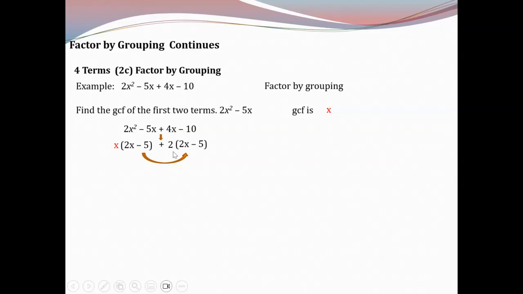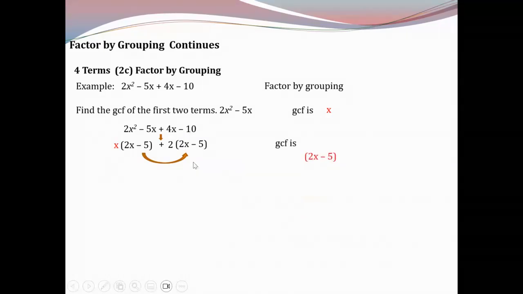So you ask yourself, what number times 2 will give me 4? The answer is 2. And again, you can always check your work. For example, here on the left, x times 2x will give you 2x squared. X times negative 5 will give you negative 5x. Here on the right, 2 times 2x will give me 4x. And 2 times negative 5 will give me negative 10. So I know I'm on the right path.